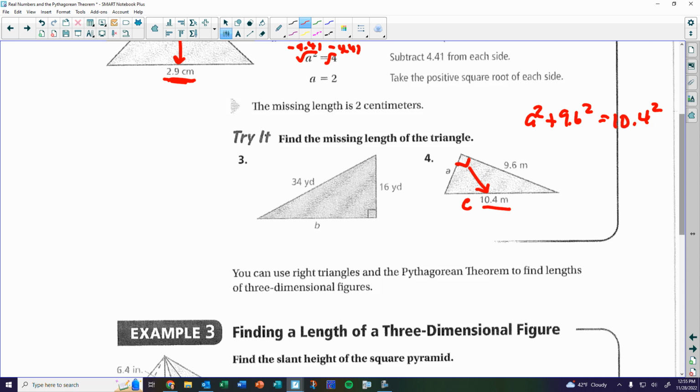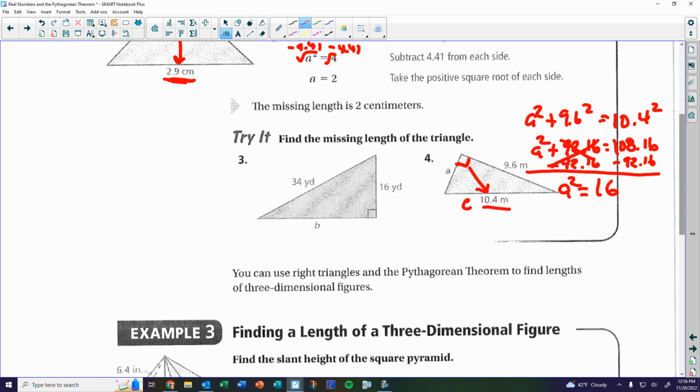Okay? So if I type in 9.6 and square it in my calculator, I get 92.16. And 10.4 squared is 108.16. So how do I get a squared by itself? What do I got to do? I got to get rid of the 92.16, Peter. Subtract it, right? Because it's adding right now. I got to do its opposite. All that solving equation stuff just keeps coming back. So I'm left with a squared on one side, and when you subtract this, you get 16.